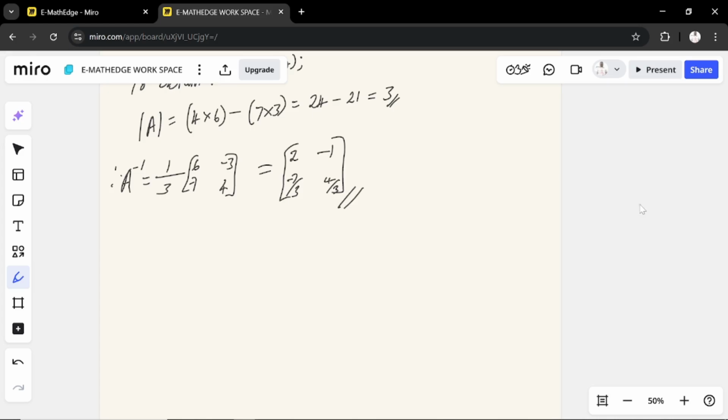So this is the inverse of matrix A. What did we do? We obtained the determinant, which is 3, after which we obtained the adjoint. As we substitute them into the formula, we obtain the matrix, which has the elements 2, -1, -7 all over 3, and 4 all over 3.